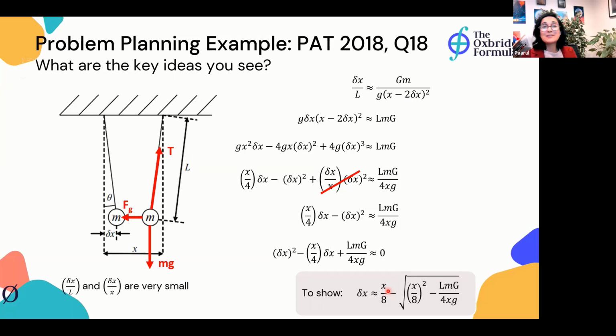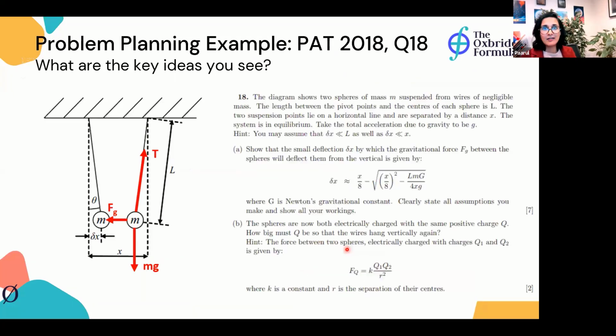Great. Okay, so that wasn't even the end of the question. We do have a part 2, which we will quickly look at now. So Chris, if you could just quickly talk us through it. Okay, so if we just read part B, it says, now the spheres are both electrically charged. They have the same positive charge, big Q. How big must big Q be for the wires to hang vertically again?